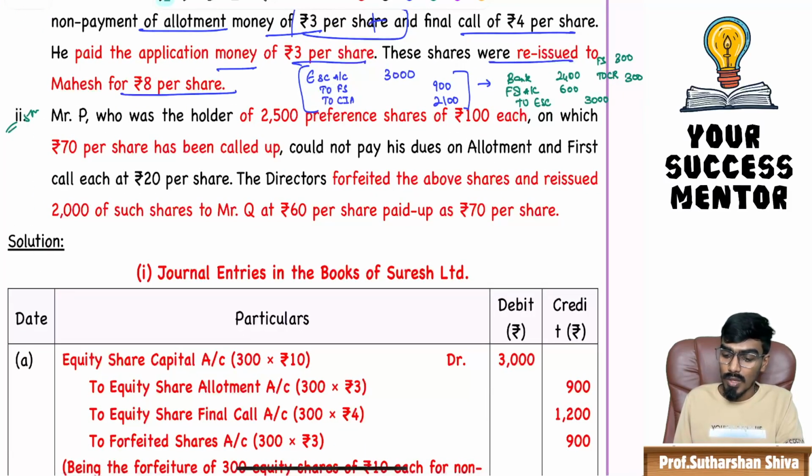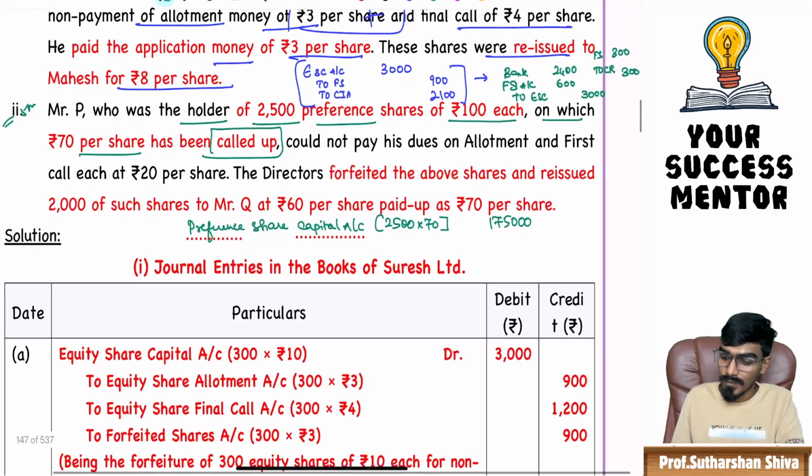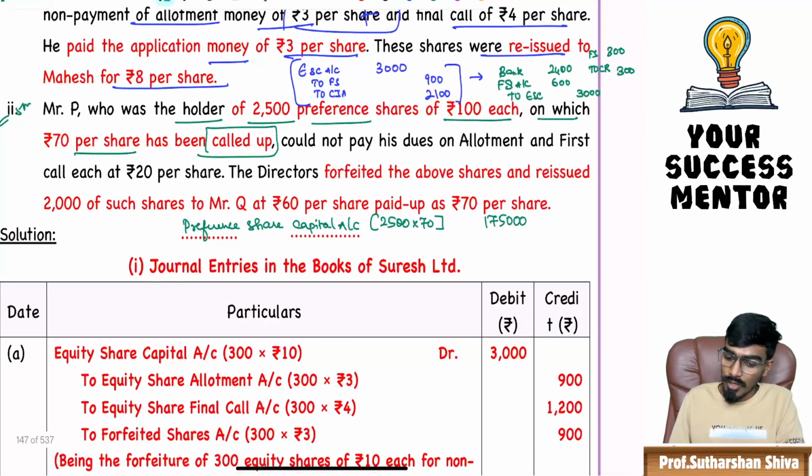Mr. P, who was the holder of 2500 preference shares of rupees 100 each, on which 70 per share has been only called up. So, what is the journal entry you should pass? Preference share capital account is to be debited with respect to 2500 into 70, because that is what only called up. 25 into 7, which is giving you 1,75,000. Correct?